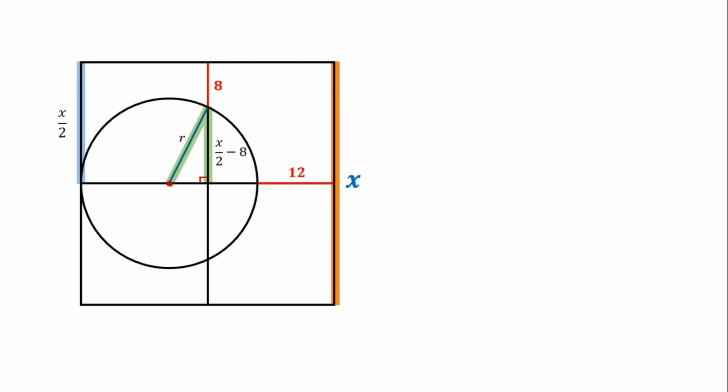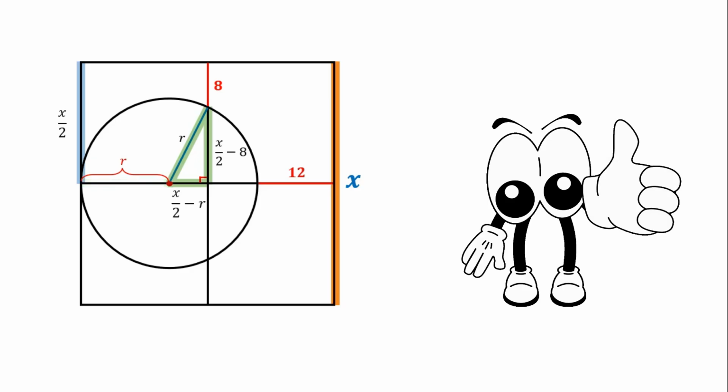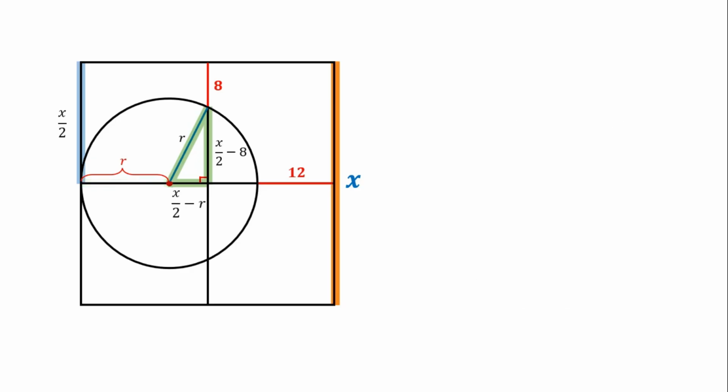Finally, let's find the horizontal leg. Notice that this entire distance is also half of x. From the center of the circle to the point where the circle touches the square is the radius, which is r. So the remaining horizontal side is x over 2 minus r. Great! Now that we know all 3 sides of the right triangle, we can apply the Pythagorean theorem.